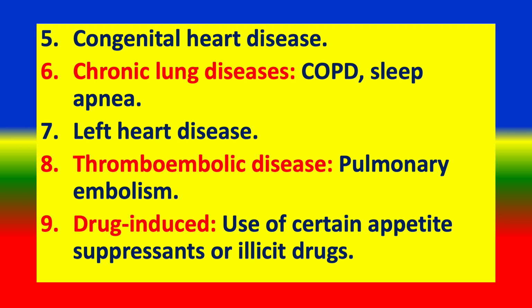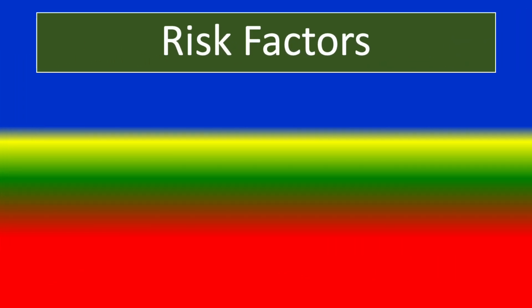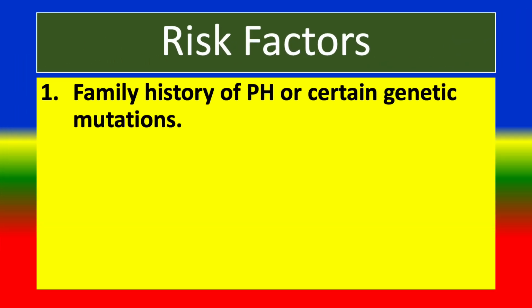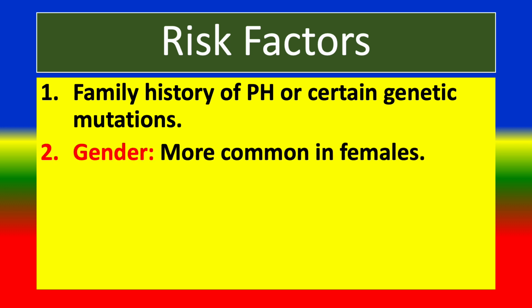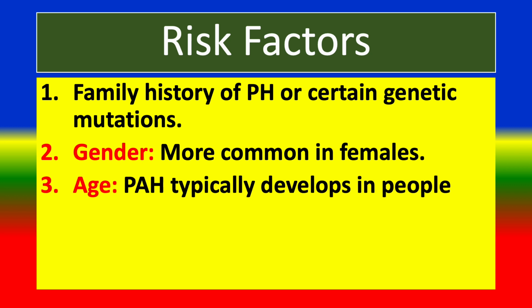9. Drug induced, use of certain appetite suppressants or illicit drugs. Risk factors. 1. Family history of PH or certain genetic mutations. 2. Gender, more common in females. 3. Age. PAH typically develops in people between 20 to 60 years.